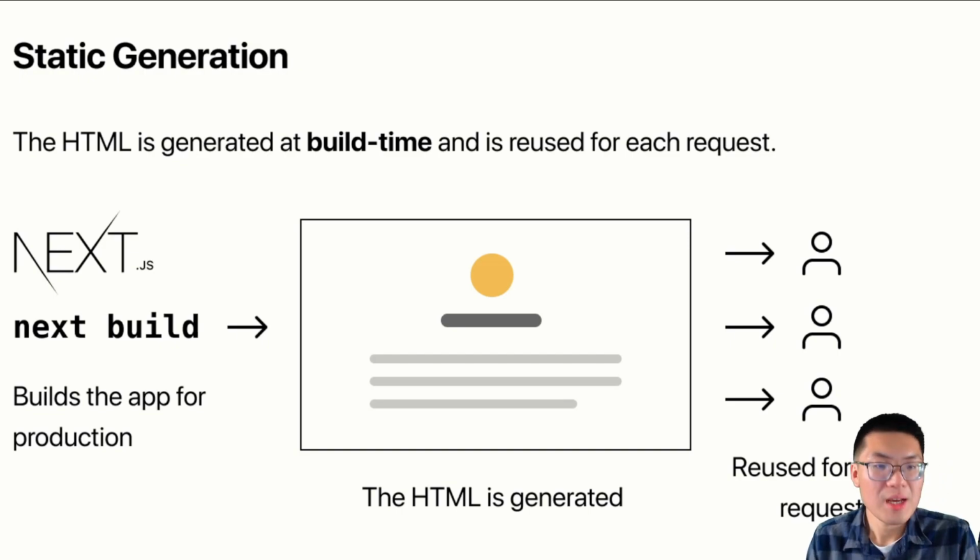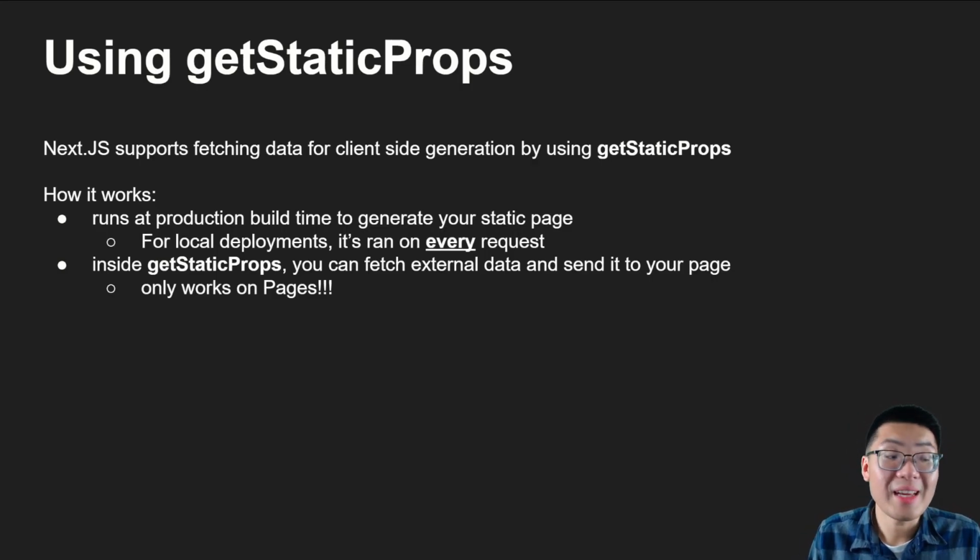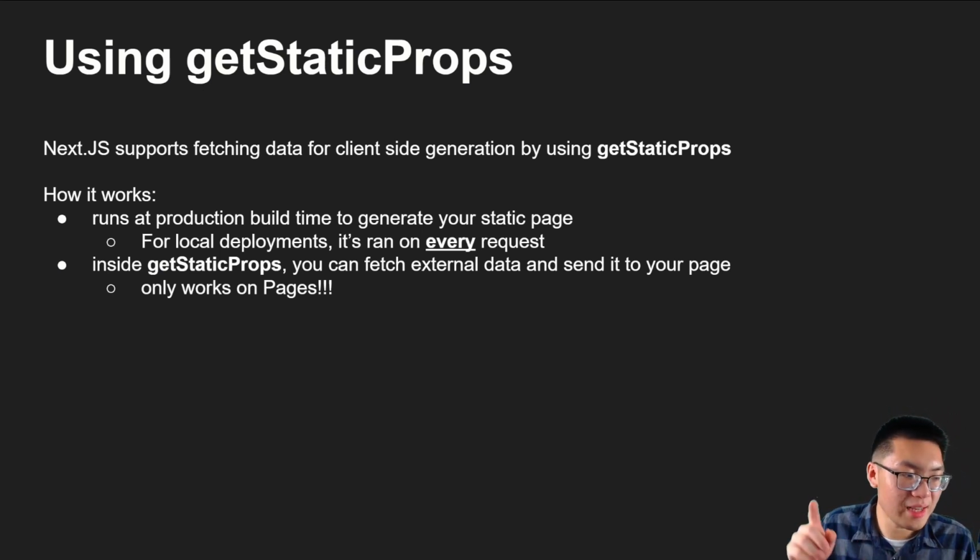But before that, let's talk about how we get data for our static pages in the first place. Next.js has a functionality called getStaticProps. It's Next.js's way to fetch data for the static generation. And we'll see why this is a problem for generating dynamic pages like Twitter, and why it's good for things like a blog post, which are static.